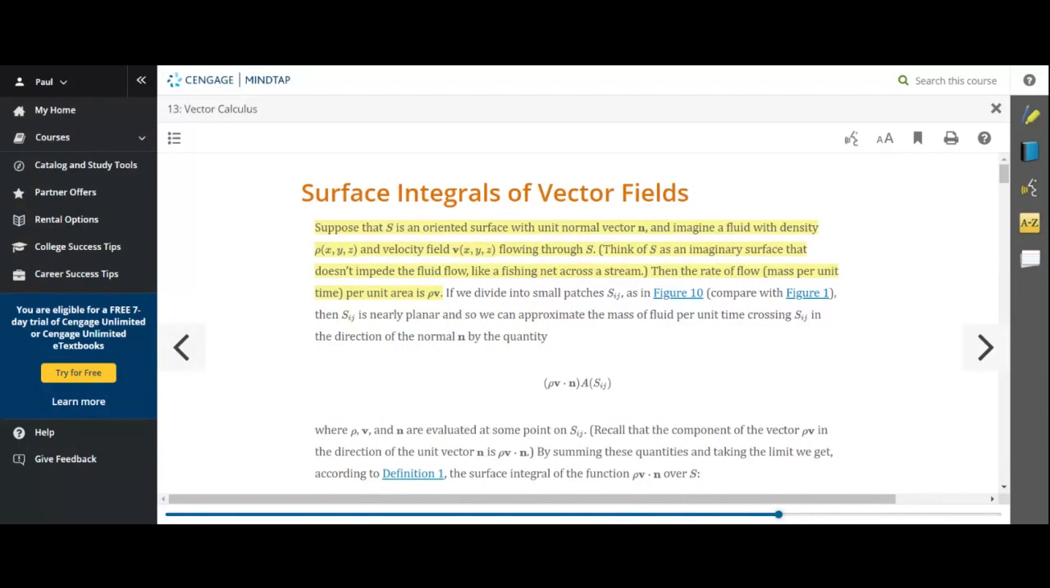Let me see if I can make this help you understand this. The rate of flow of mass per unit time per unit area is equal to rho times the velocity vector. Let me try to make this intuitive for you.